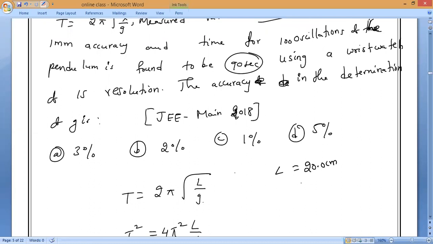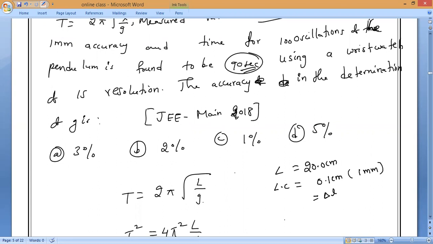What is accuracy, brothers? Accuracy means only the least count. Least count how much? 1 mm, which means 0.1 centimeter. Clear, brothers? This is only equal to what? Delta L. Is it right or wrong? Yes, sir. That's all.